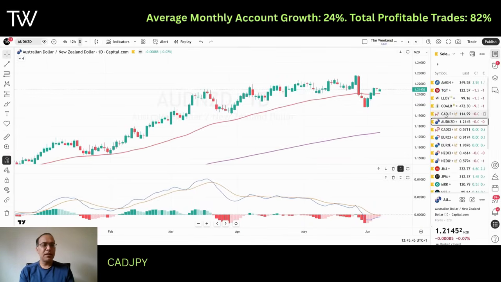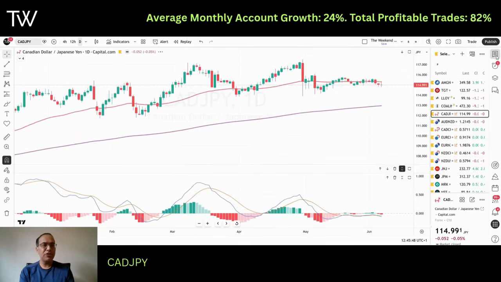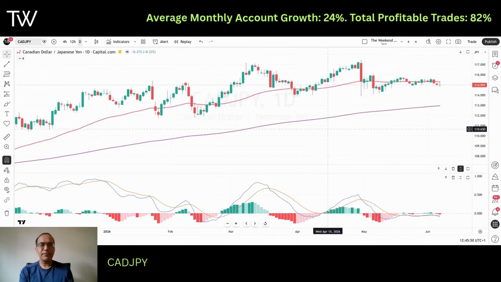Going to the next one, that is CAD JPY. Let us look at that. Similar thing, a bullish pair with the interest rate differential between CAD and JPY. So the pair keeps going up. The MACD and signal lines are below zero.